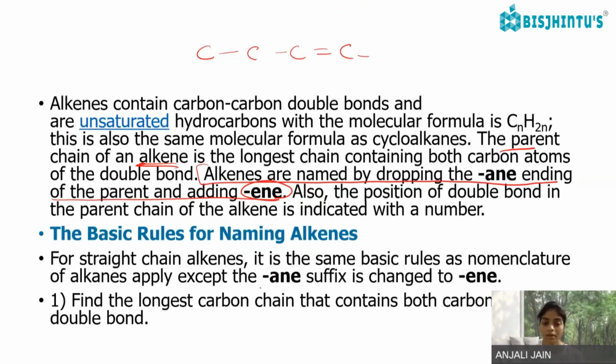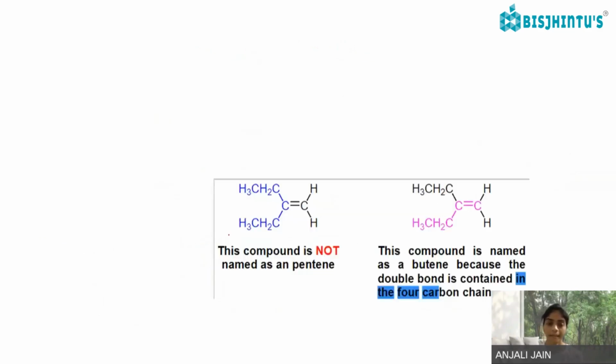First of all, we have to find the longest carbon chain that contains both carbons of the double bond. So here, this compound is not named as pentene, because if we count 1, 2, 3, and 4, the double bond is not included in the chain. If we count 1, 2, 3, 4, and 5 it would be methane, ethane, propane, butane, pentane, but this cannot be pentene. We cannot name it that.